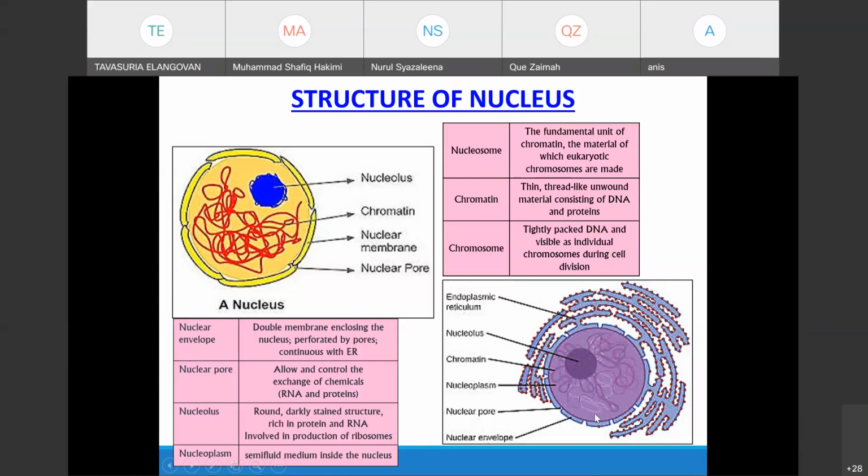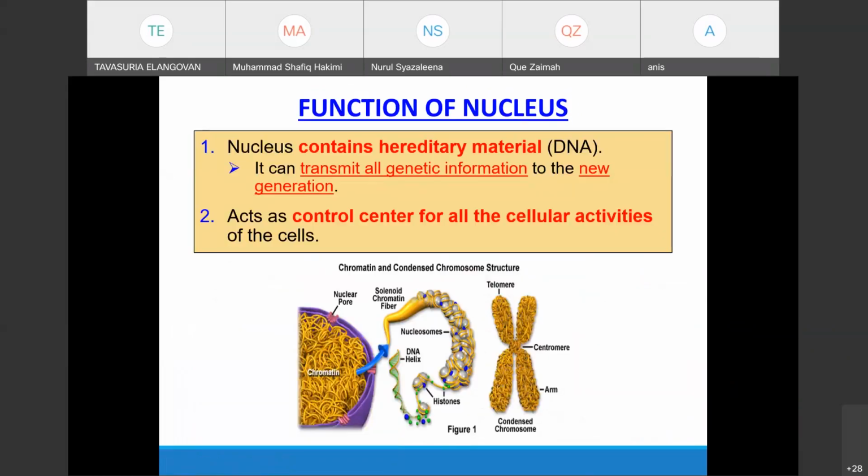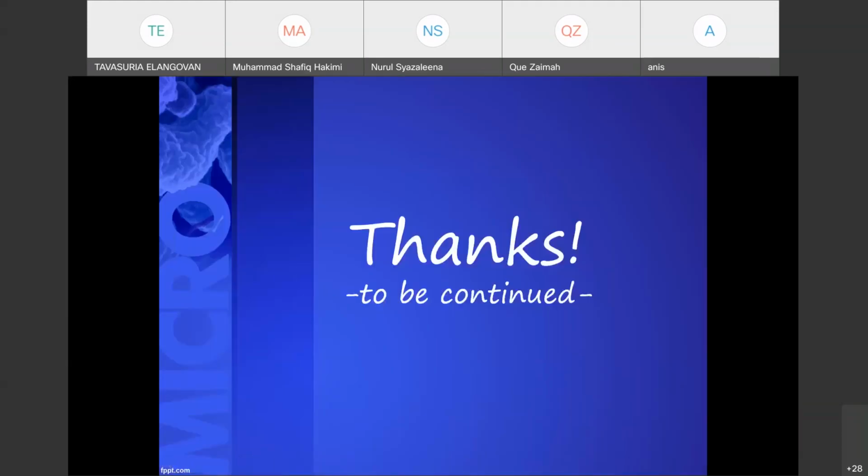Okay, so remember the structure. Try to draw the structure of the nucleus. Remember the functions of the structures. Okay. So generally, the function of the nucleus: the nucleus acts as the control center for all the cellular activity of the cell, and it also contains the genetic material and transmits the genetic information. Okay, so that's all regarding this quick lesson.